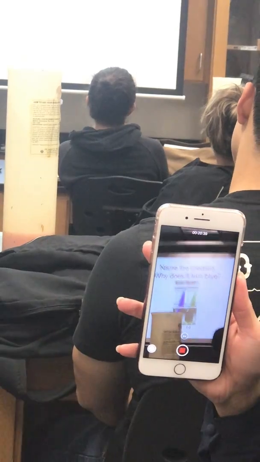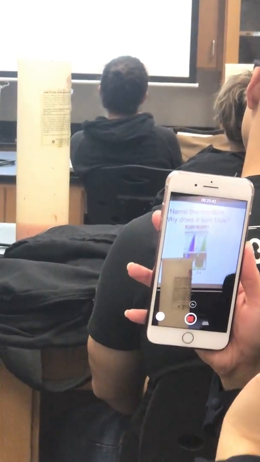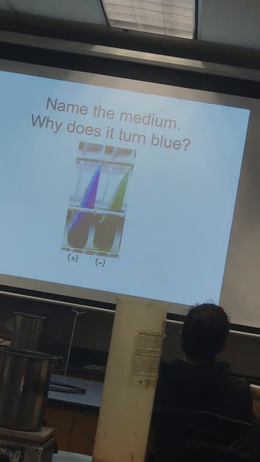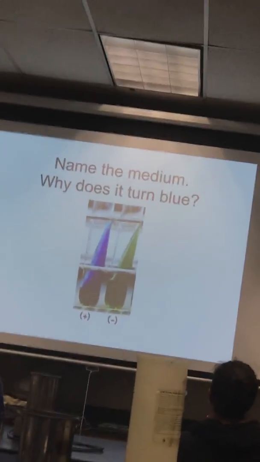Okay. What is this medium? Simmons citrate, okay. What is the dye called? The indicator dye? Bromthymol blue. And why does it turn blue? Increased pH. Yeah, because the organisms using the citrate cause an increase in pH, and that particular dye, when the pH goes up, turns blue.